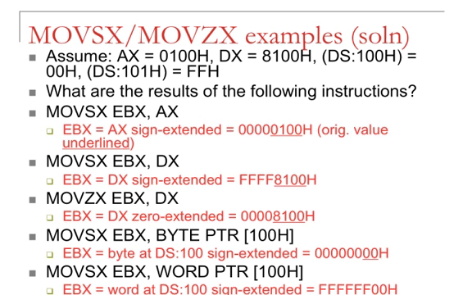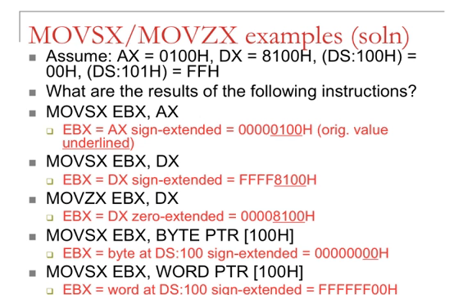Alright, so let's look at what's going to happen after these instructions are executed. First instruction, move sign extension EBX, AX. Let's first look at what is the source and what is the destination. AX is the source, EBX is the destination. The restriction on these operands for sign extension move is that the source must have a smaller number of bytes than the destination, because that's how we can do the extension.